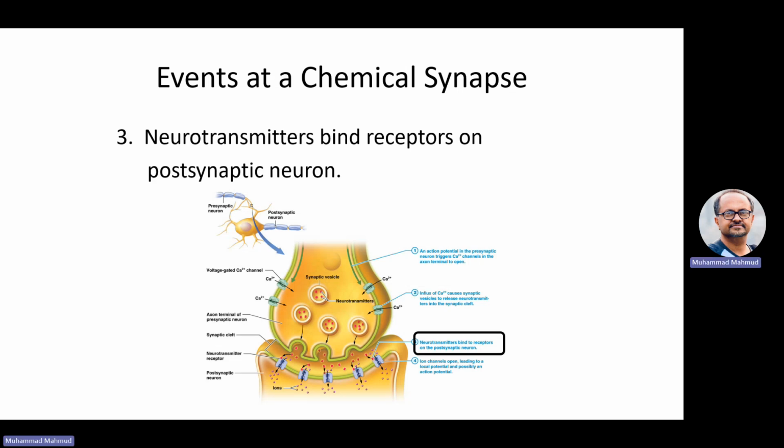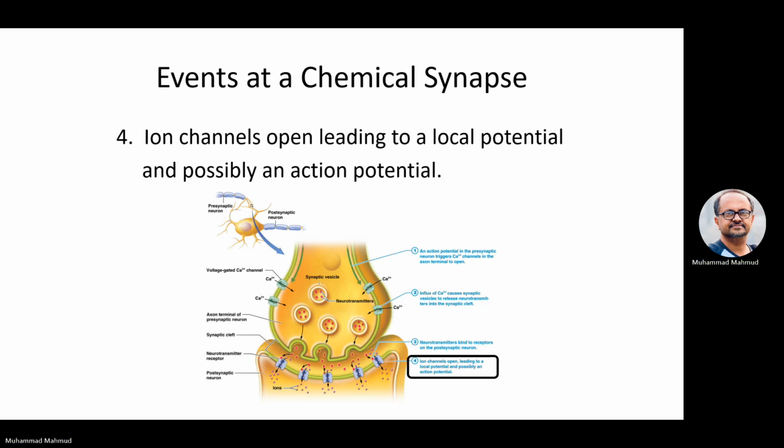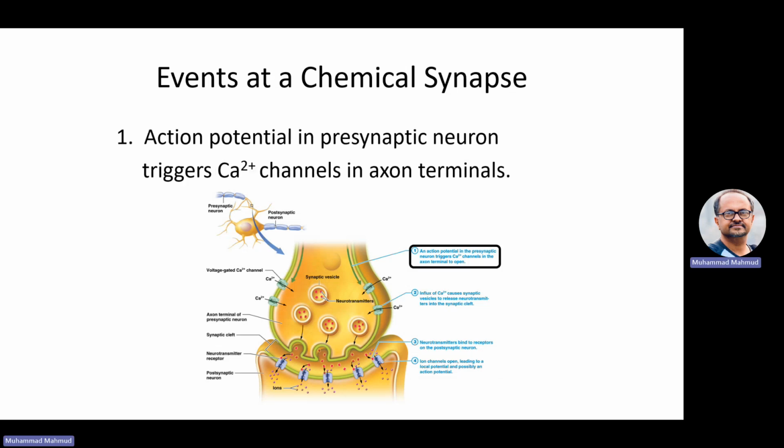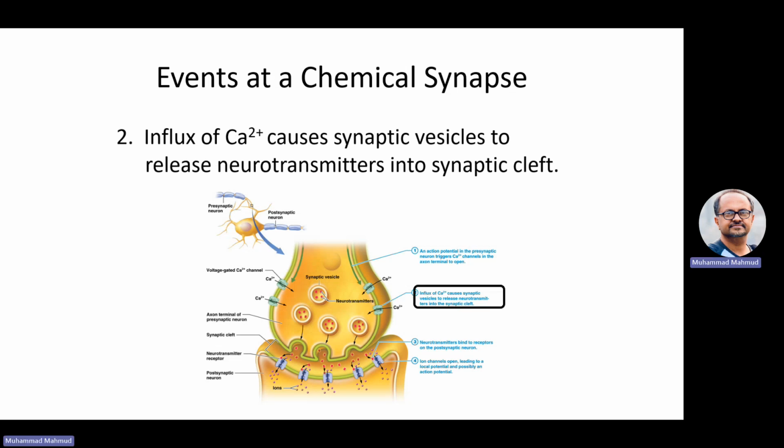Step 3, the neurotransmitters will bind to receptors on the postsynaptic neuron. And then the ion channels will open, leading to a local potential and possibly an action potential. So these are the 4 events that happen in a chemical synapse. Just to summarize, first, the action potential will make the calcium channels open. Calcium influx causes the vesicles to release neurotransmitters.